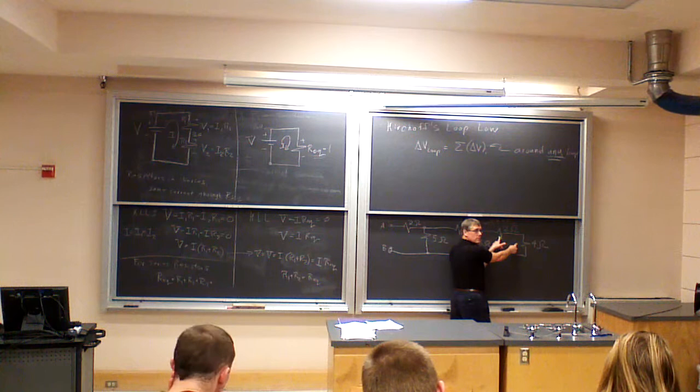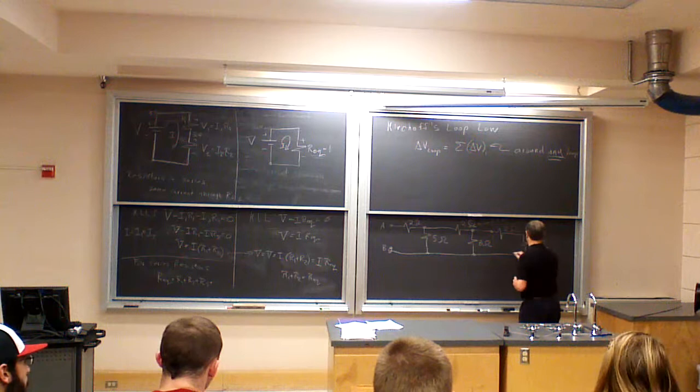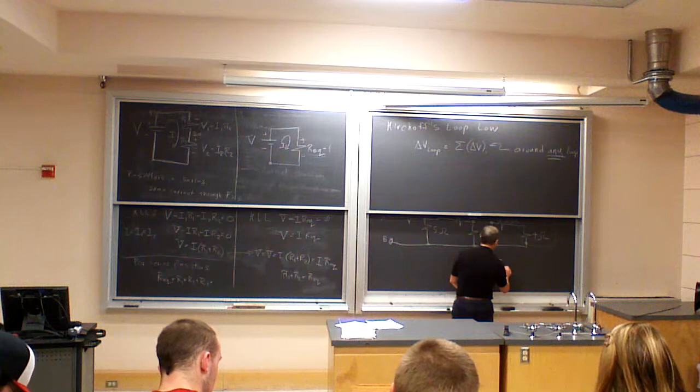Series. They're definitely in series. There's the same current flowing through those. So we can find an equivalent resistance of those two, can't we? What is the equivalent resistance of these two here? Six ohms. So we can replace those now with one 6-ohm resistor.